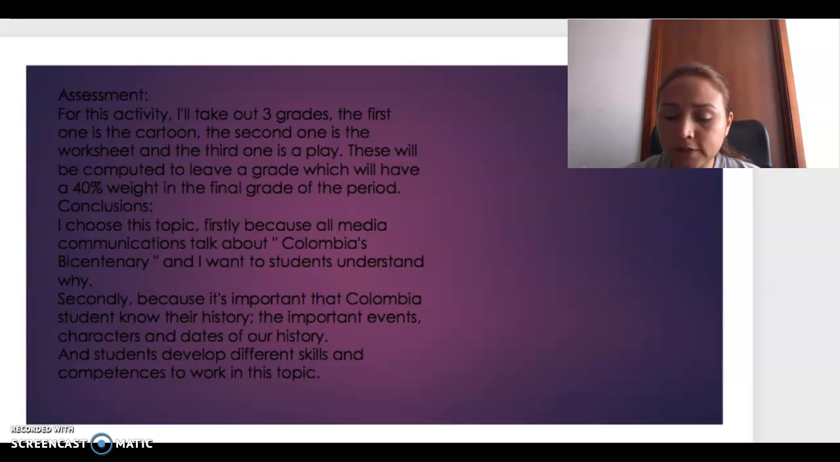For conclusion, I chose this topic first of all because all media and communication talk about Colombia's Bicentennial, and I want students to understand why. Secondly, because it's important that Colombian students know their history, the important events, characters, and dates. And of course, they have to know our history. And finally, students develop different skills and competences to work on this topic.